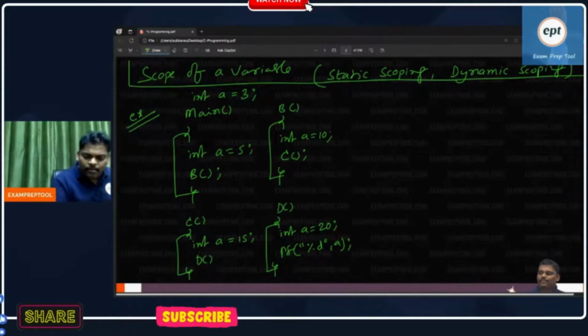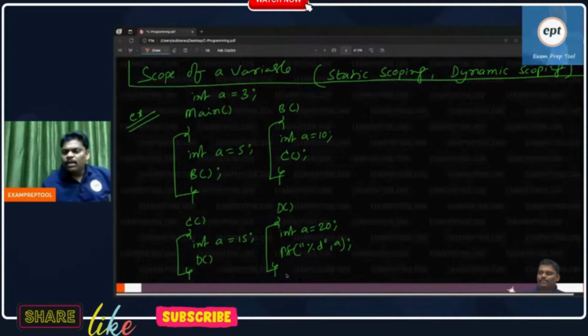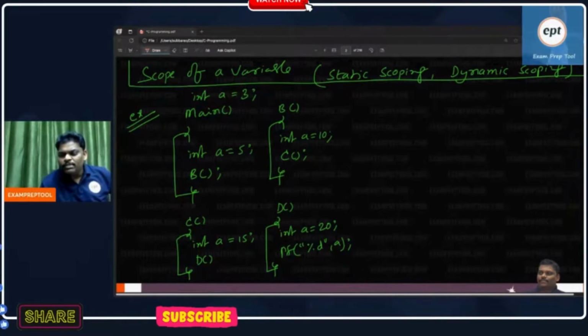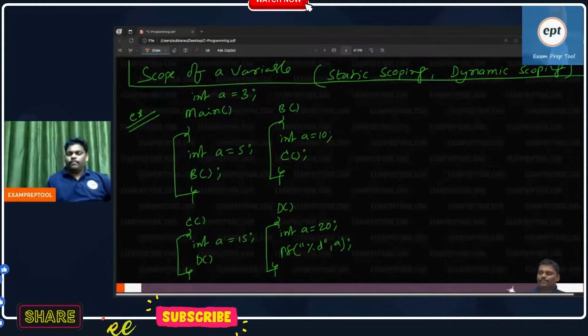I'm writing the first one. See everyone? What is this program's output? Before starting, I want to ask you, as a computer science person, please let me know what is the output of this program. Check properly.